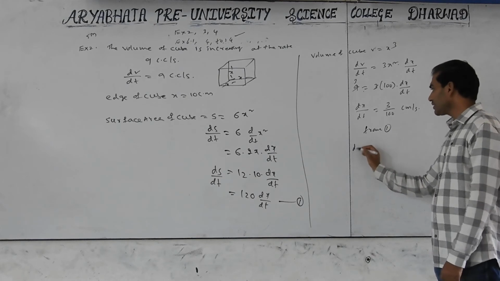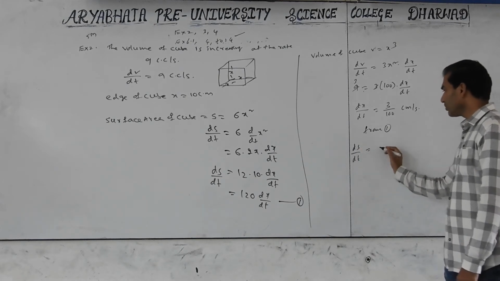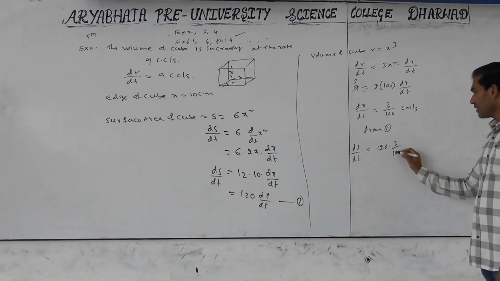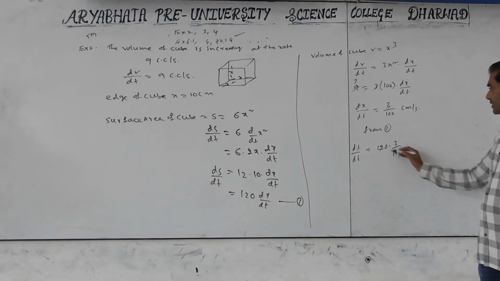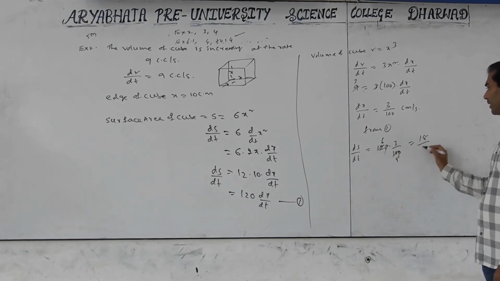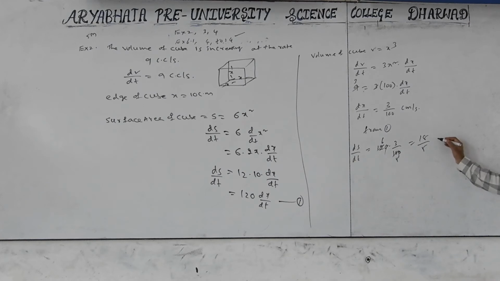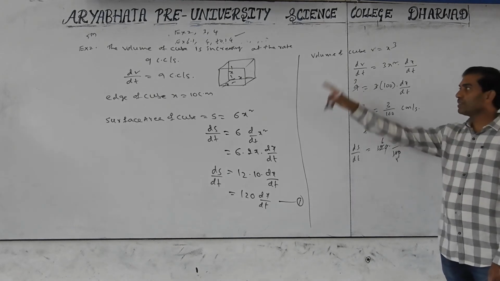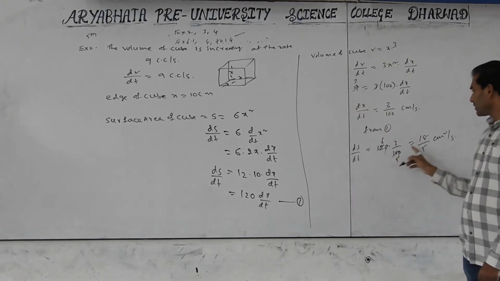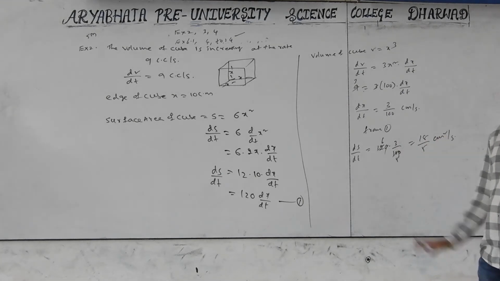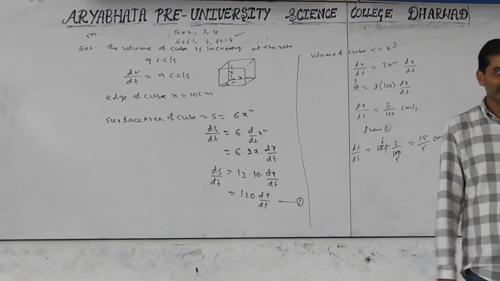From equation 1, dS by dt equals 120 into dx by dt, which is 3 by 100. Okay, this gets cancelled. 2 5s are 10... 2 6s are 12, giving 18 by 5. 18 by 5 centimeter square per second. That is, the rate of change of the surface area of the cube is 18 by 5 centimeter square per second. This is an important, 5 marks question.